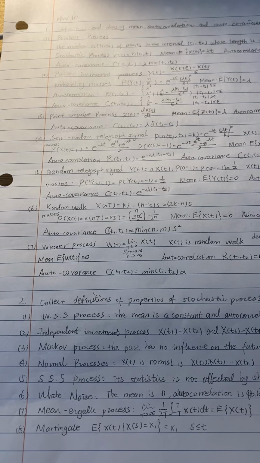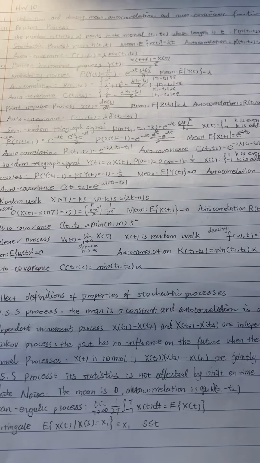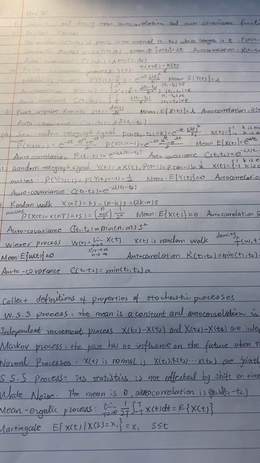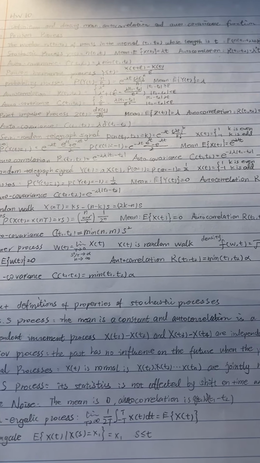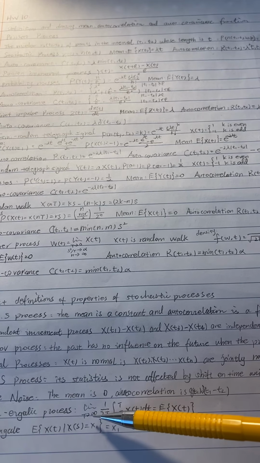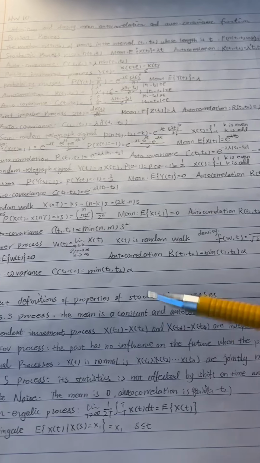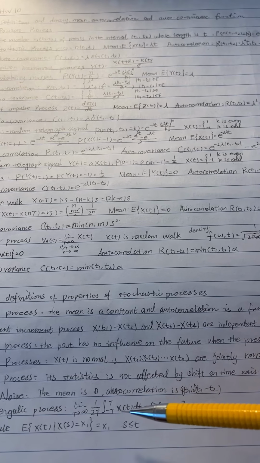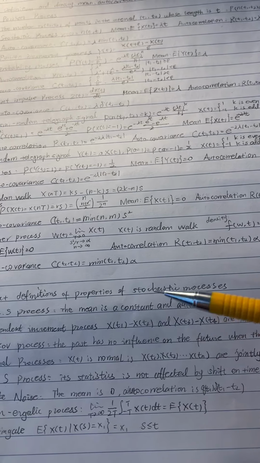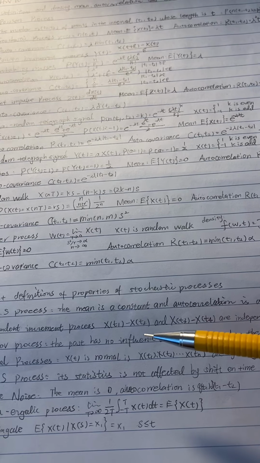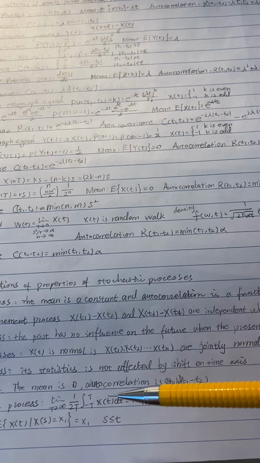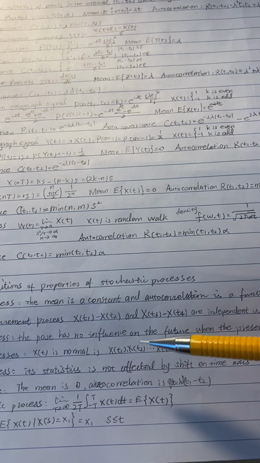Number 7, a stochastic process x(t) is said to be a mean ergodic process if, according to the definition, when T goes to infinity, the limit of 1 over 2T times the integration from minus T to T of x(t) dt equals the expected value E[x(t)].